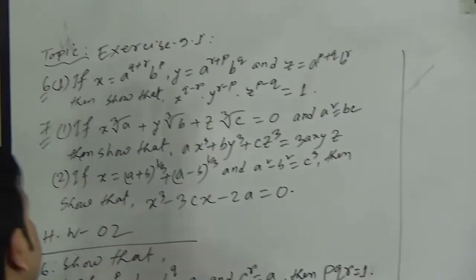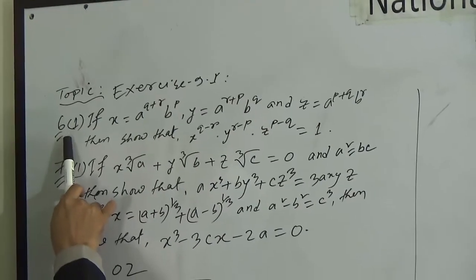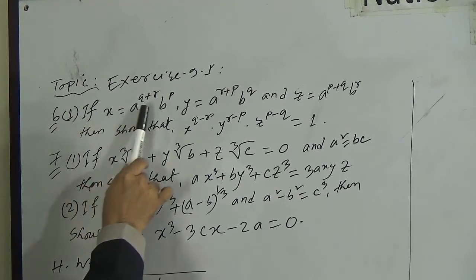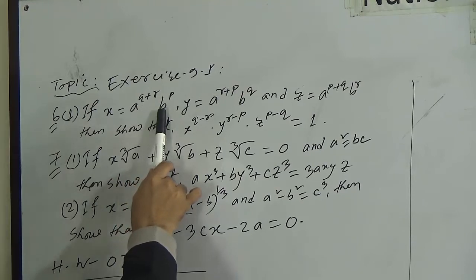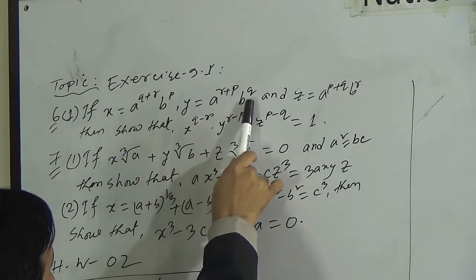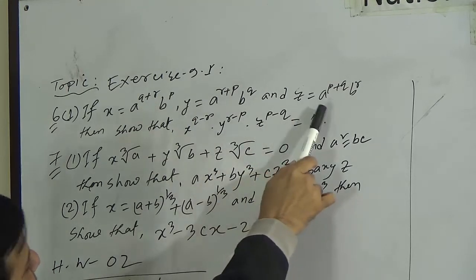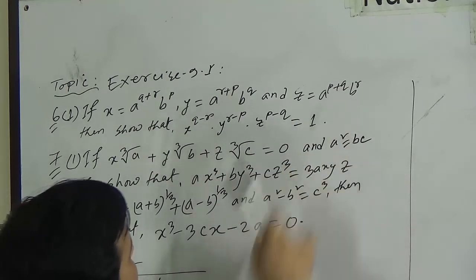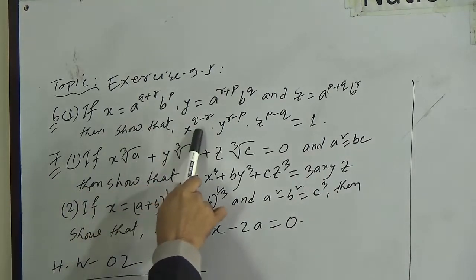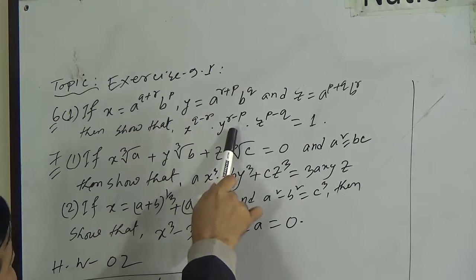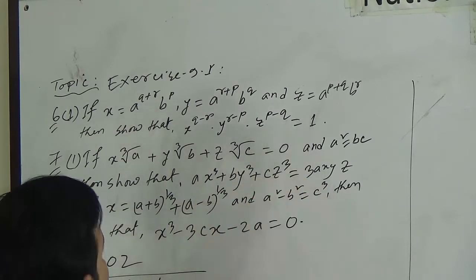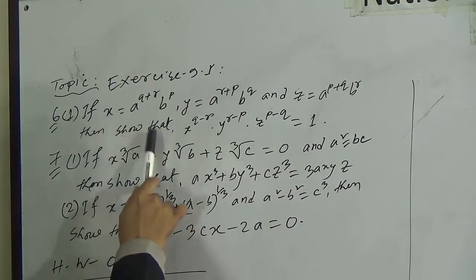Okay dear students, here I have written first question of 6, that is 6 question 1. If x equal to a to the power q plus r into b to the power p, y equal to a to the power r plus p into b to the power q, and z equal to a to the power p plus q into b to the power r, then we need to show that x to the power q minus r into y to the power r minus p into z to the power p minus q is equal to 1.